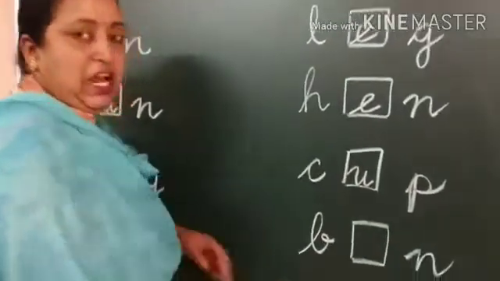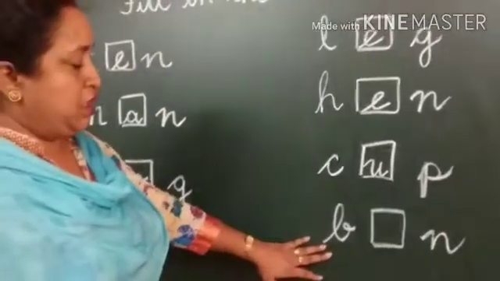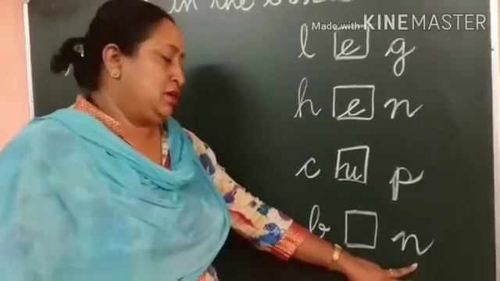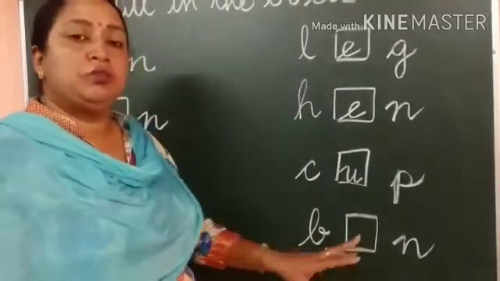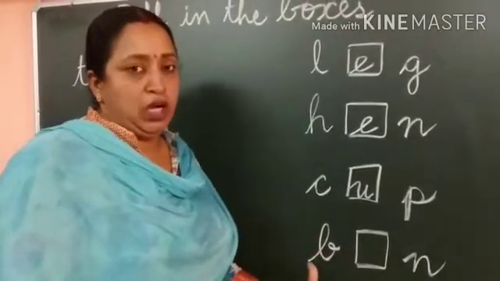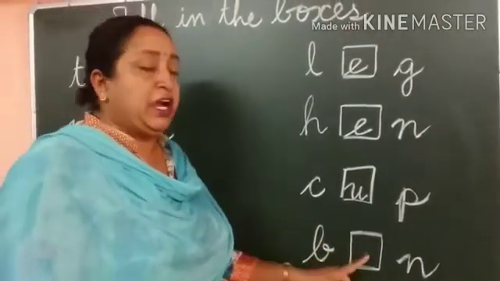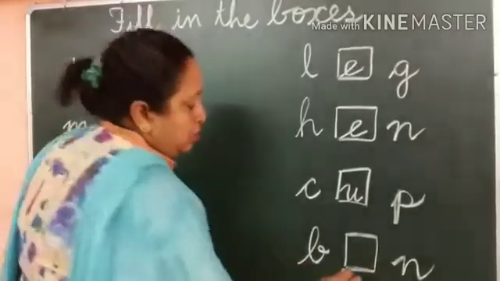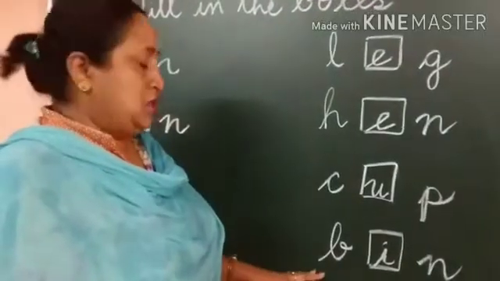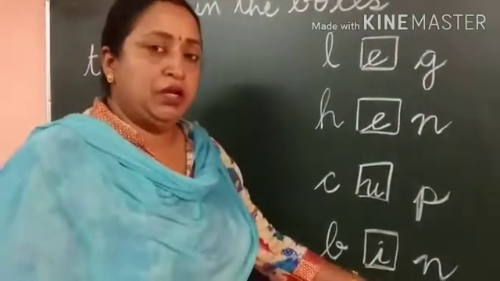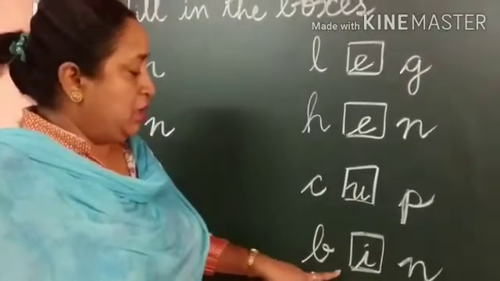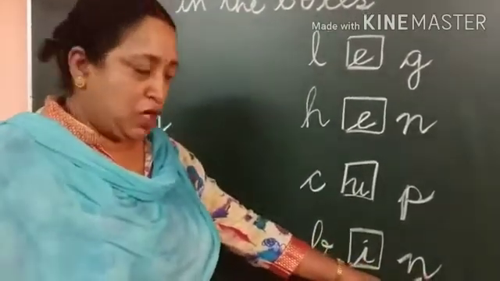Now, the last word, what do I have over here? B, box, M. Now, here also you can put any letter, but it should form a proper word. For example, if I write I, this becomes B-I-N, bin. Bin means a dustbin where you throw waste. B-I-N, bin is one word.